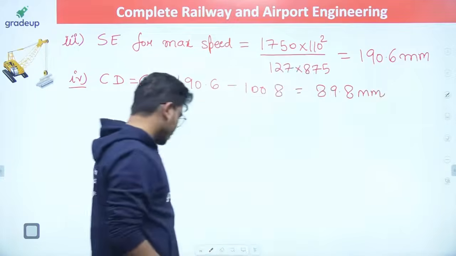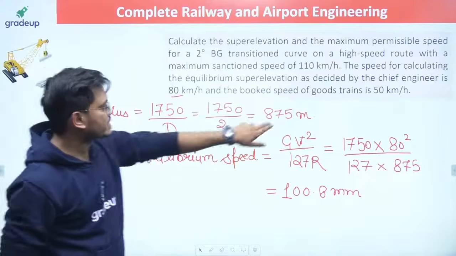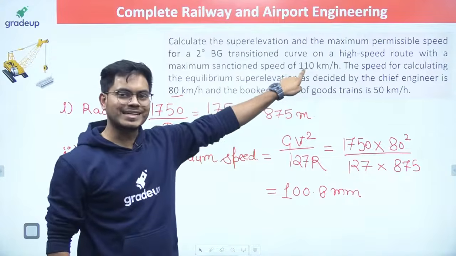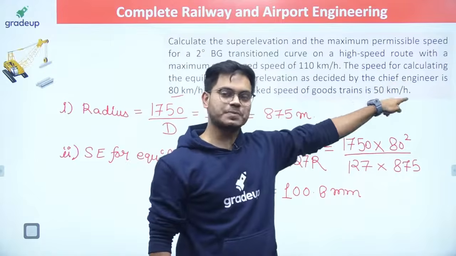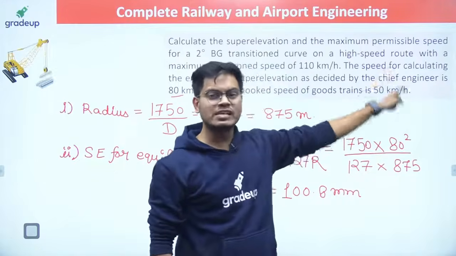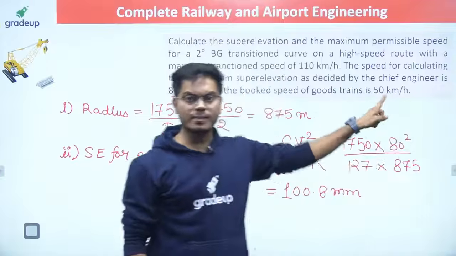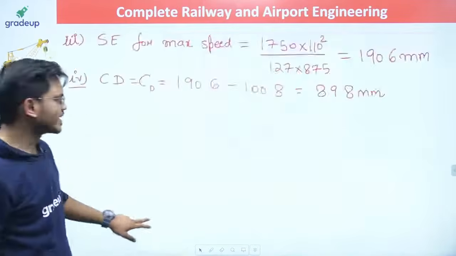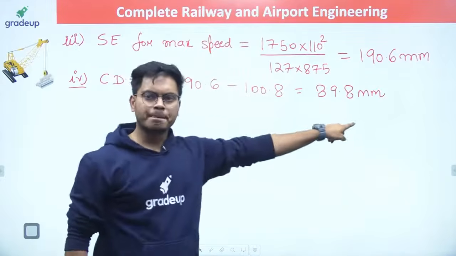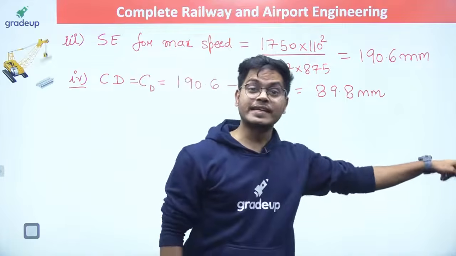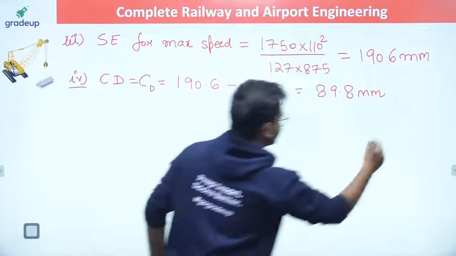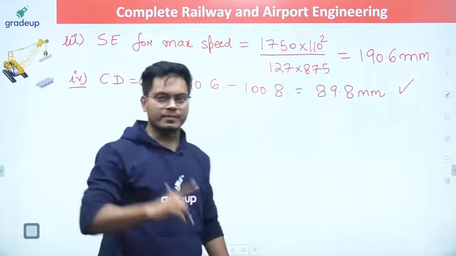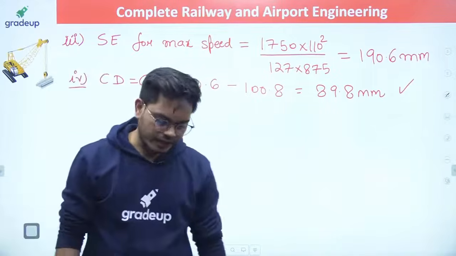89.8. I have already told you guys, it is an exceptional case, such as the speed being 110, which is more than 100 kmph. Also it is a high speed route, so it is an exceptional case. The chief engineer says you have to take 100 mm as the limit of cant deficiency. Can I say it is under the limit? Yes, it is under the limit. So perfect. Till this point, everything is going fine, right?